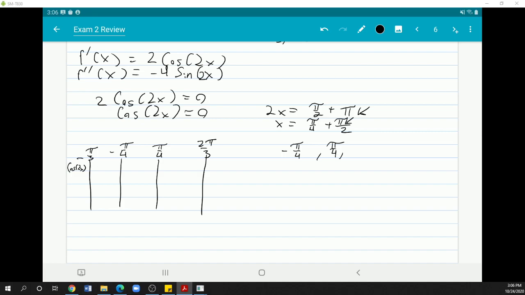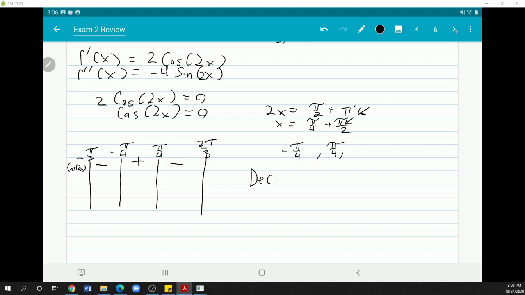So let's try, just for fun, minus 5 pi over 16 should work. That should be between the two. And we get a negative number. If I plug in 0, I get 1, that's positive. And if I plug in something that's bigger than pi over 4, I'm going to be negative.